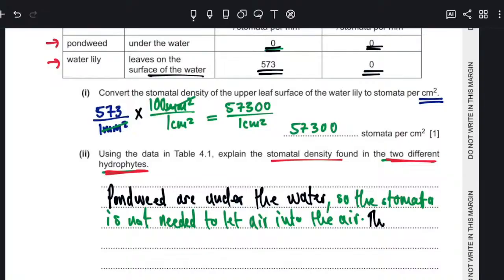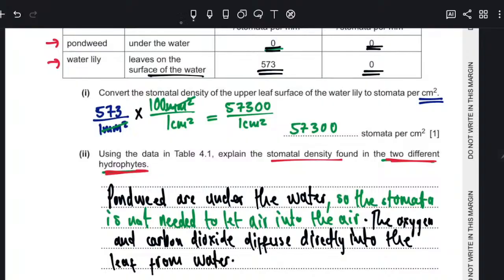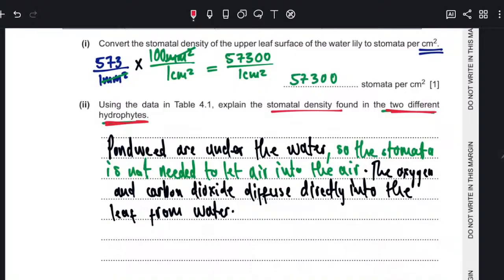Okay, you can just say here, the oxygen and carbon dioxide diffuse directly into the leaf from water. Now, done with pondweed. Water lily.